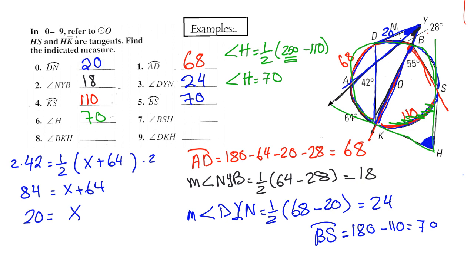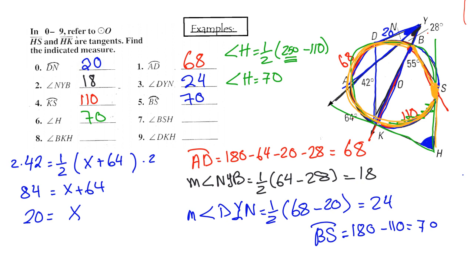Now I can move on and find number 7, which is angle BSH. BSH, the vertex is on the circle itself. This is the first question that you have to ask yourself: where is the vertex of that angle? Since the vertex is on the circle itself, you can say right away it's an inscribed angle. The inscribed angle is equal to half of the intercepted arc. And if I look at the intercepted arc, it's all of that together. Do you see that?